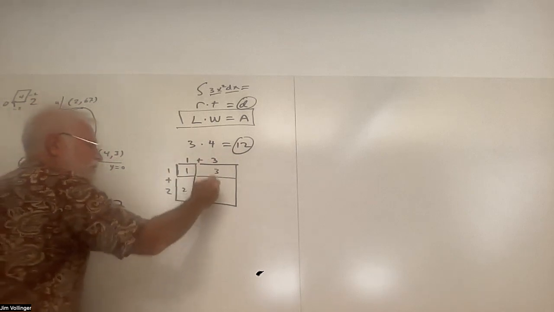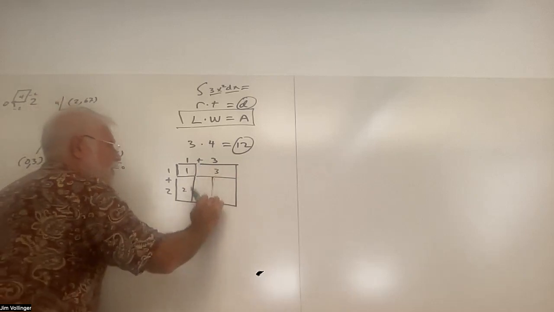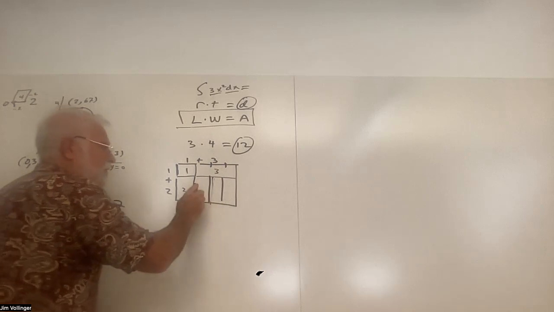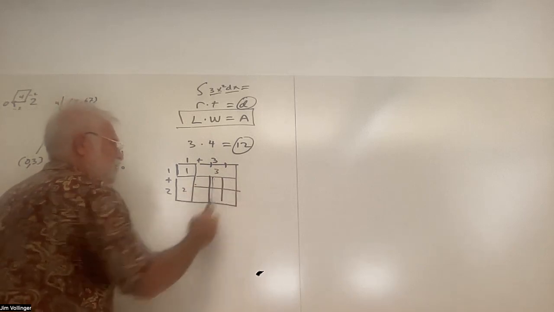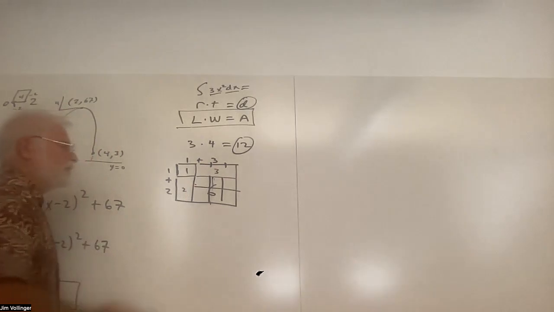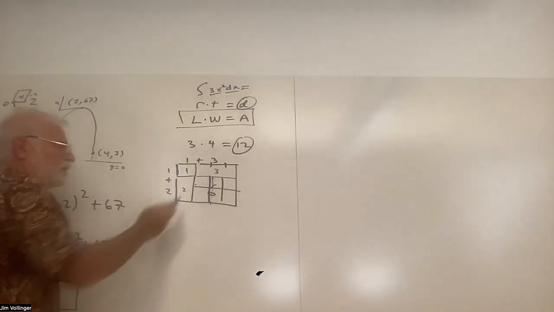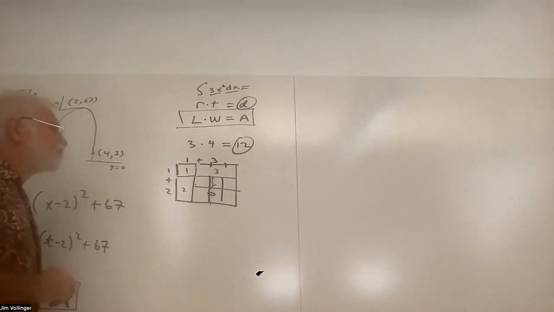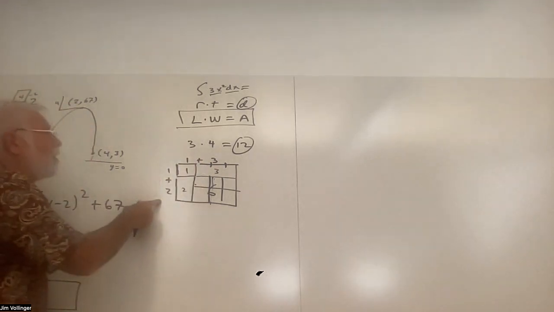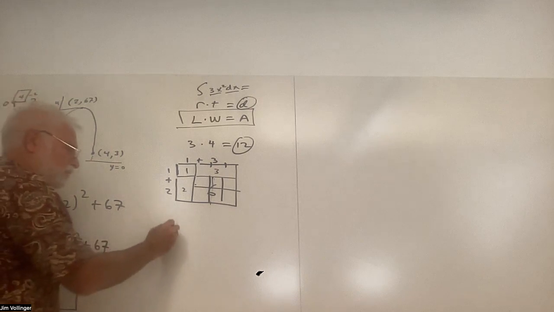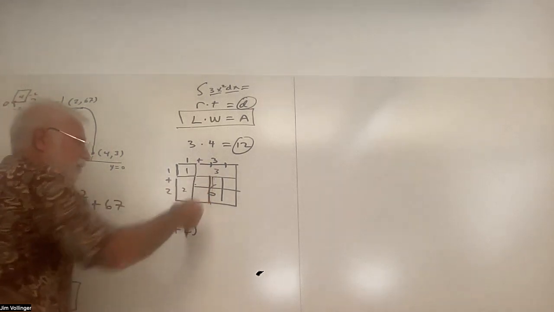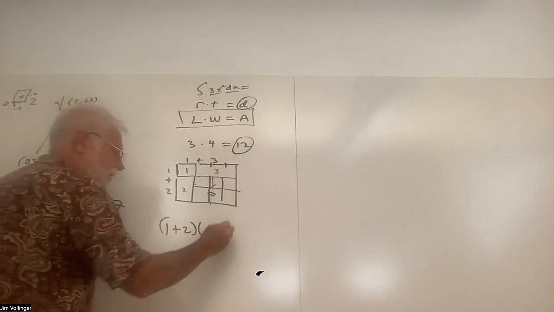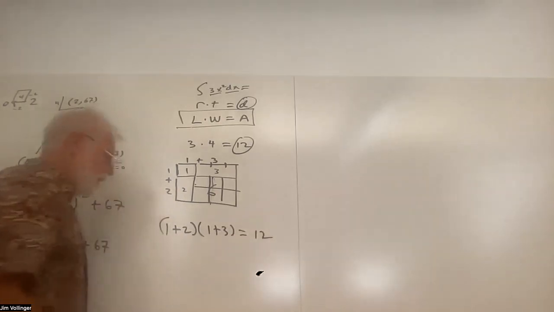And we got a 2 times 3, which is really, if I break this up into that kind of construction, let's see, where am I at here? 6 units, right? So we got 6 units. 1 plus 3 is 4, 2 plus 6 is 8, 4 plus 8 is 12. Hopefully you can see that that's true. So this is called the length, 1 plus 2. This is the width, 1 plus 3.